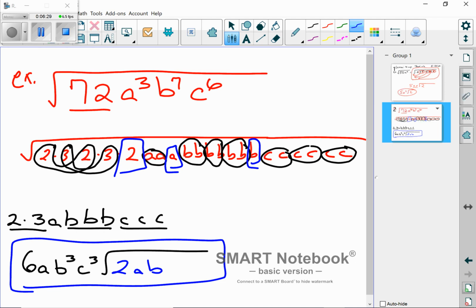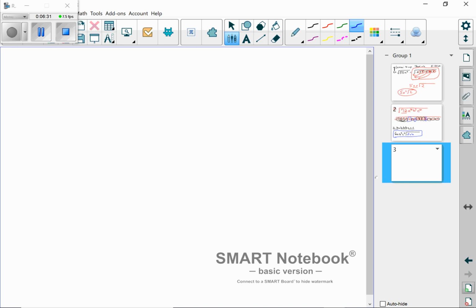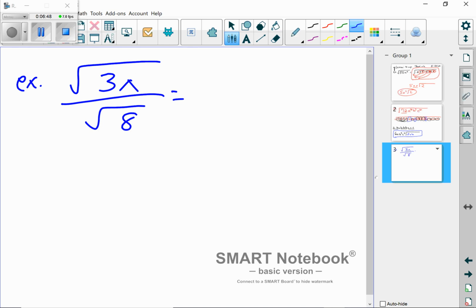All right, might do one more here. I'm just looking at some things with denominators now that we have done this. So let's do an example here. How about the square root of 3x on the top over the square root of 8? So again, thinking back to last week, you can't have radical signs in the denominator. So we have to clear that bottom.